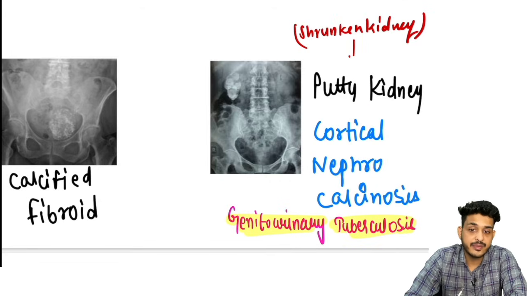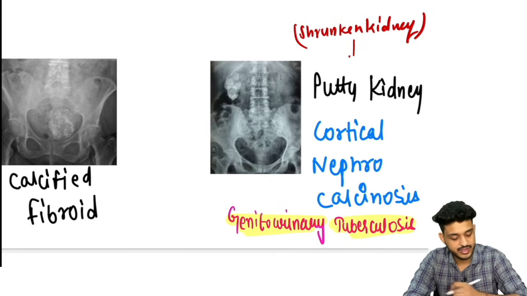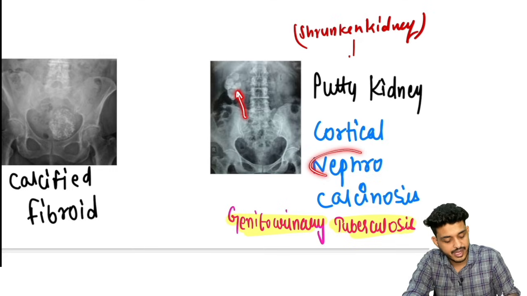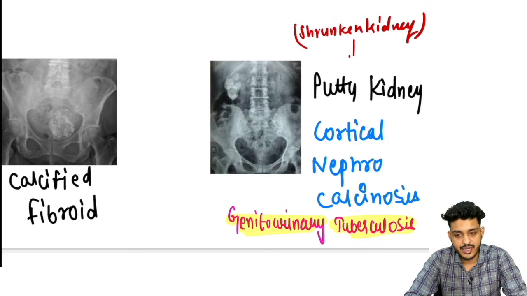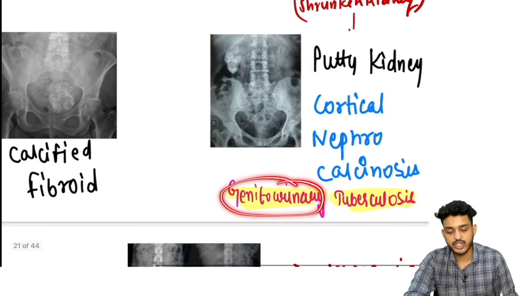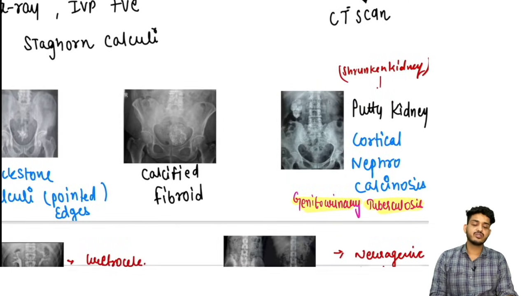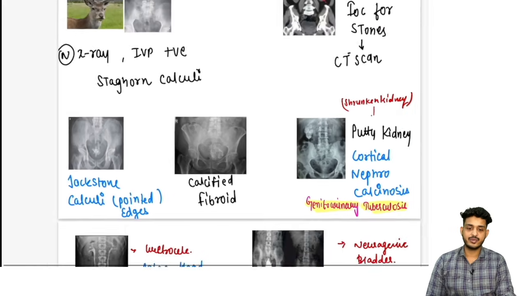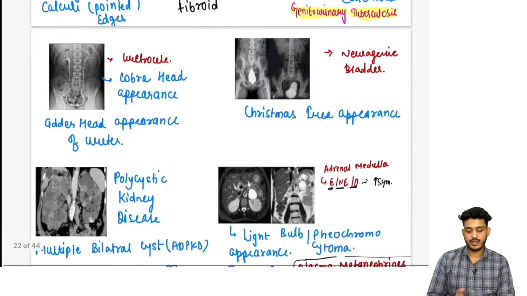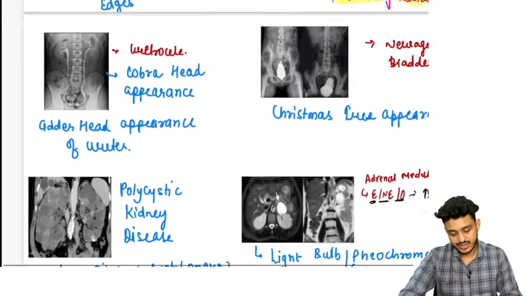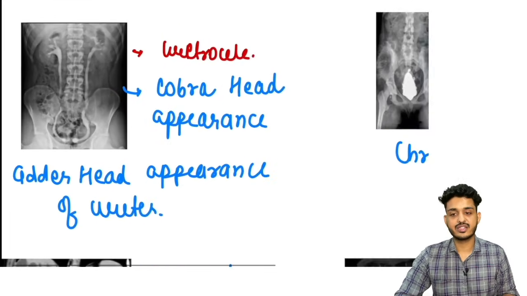Here you will be having cortical nephrocalcinosis. In the cortex part you will be having nephrocalcinosis, right? This is going to be because of genitourinary TB. Why is this going to happen? Putty kidney is because of genitourinary TB, beta. Okay, the next thing we have got is the ureterocele, where you will be having a specific appearance.